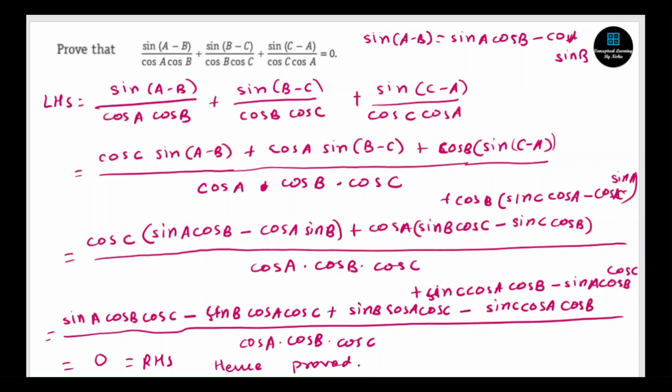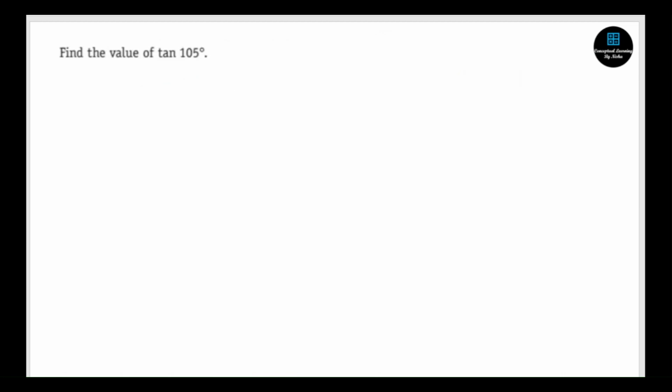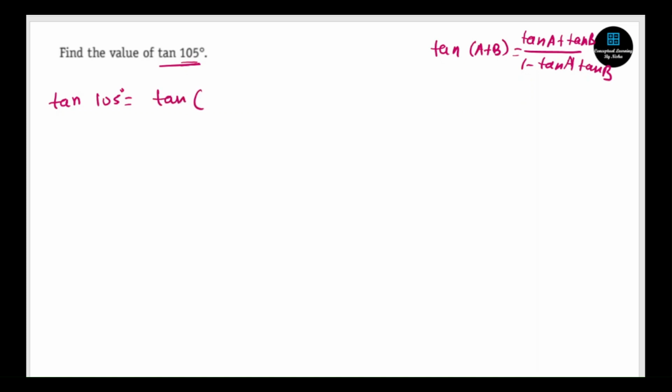Right? Okay, perfect. Now, an interesting question: tan 105 degrees. First of all, let's understand this formula, tan(A plus B). Now we have to break this 105 into some known numbers so that I can apply this formula: tan A plus tan B over 1 minus tan A tan B.